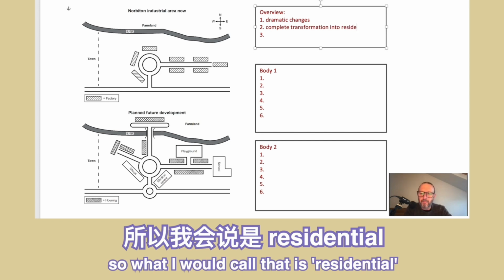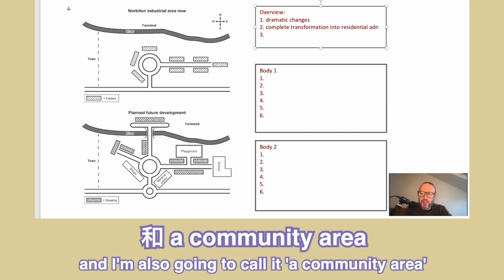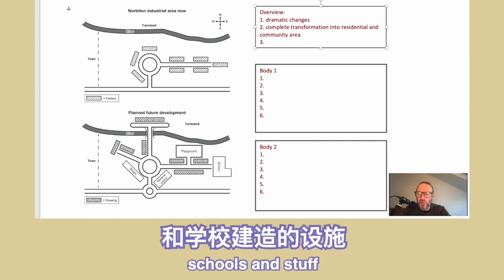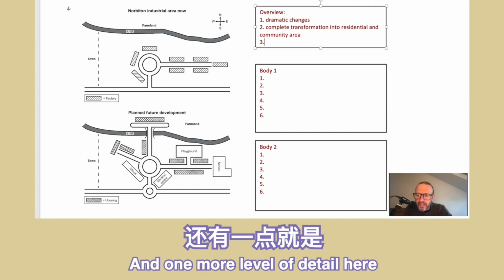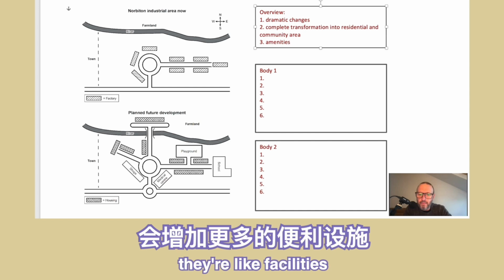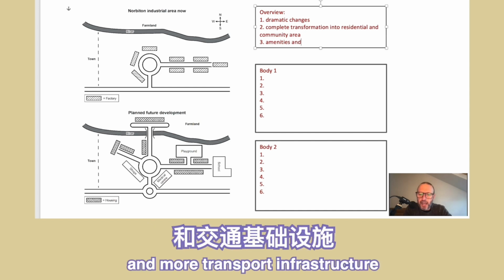And I'm also going to call it a community area because there are facilities for the community, schools and stuff. And one more level of detail here, there's going to be more amenities added. They're like facilities and more transport infrastructure. You know this.